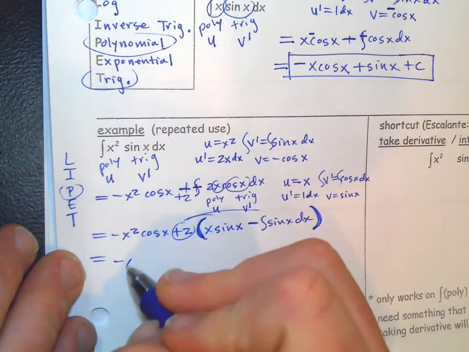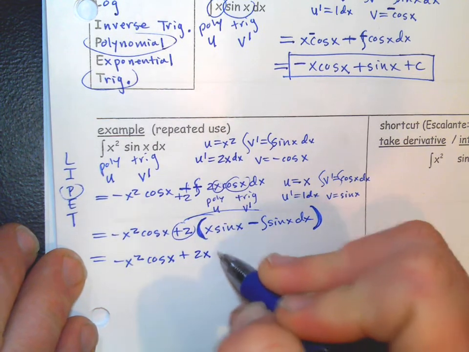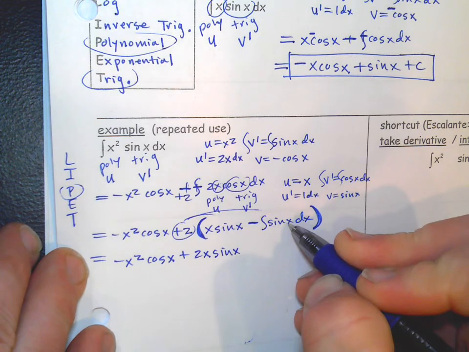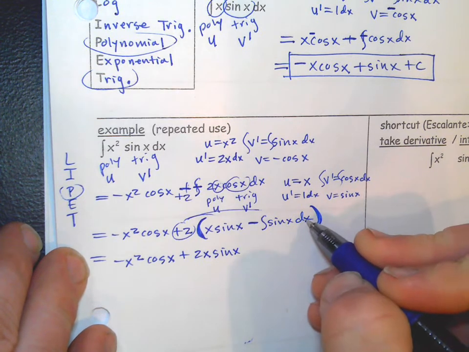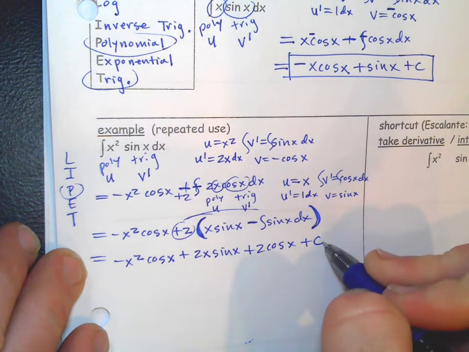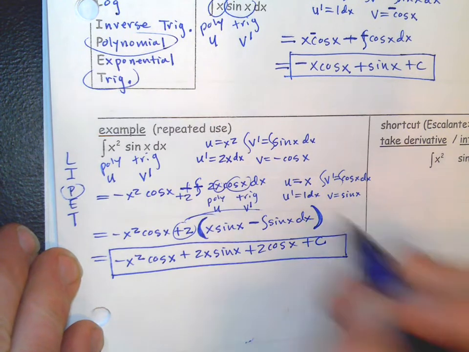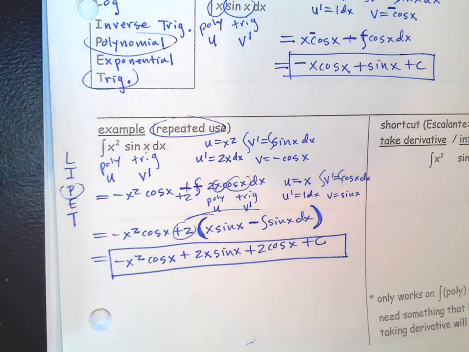Okay, negative x squared cosine x plus 2x sine x. The antiderivative of sine is negative cosine, so we get plus 2 cosine x plus c. So we call that repeated use because we had to do it again to finally get our answer. I mean, it could be repeated three or four times. Now, with the repeated use ones, things get kind of gnarly there.